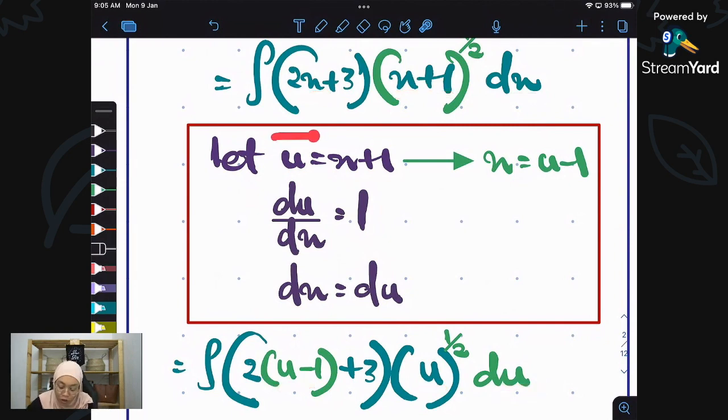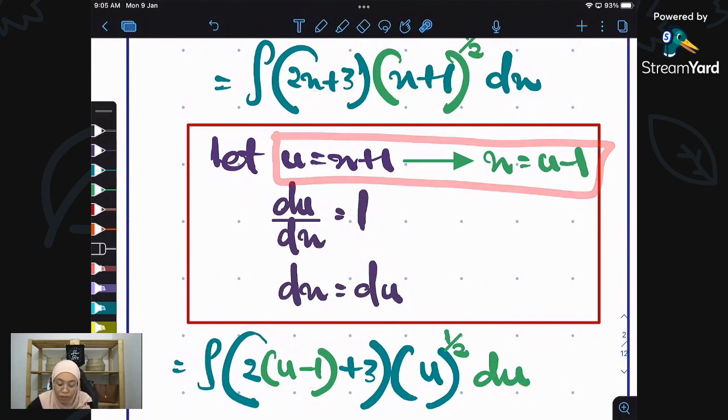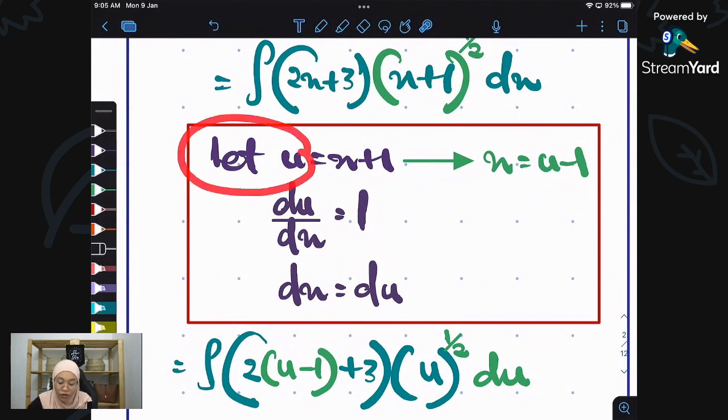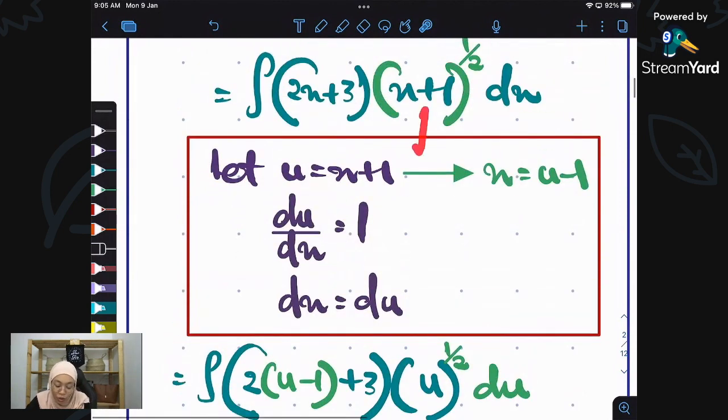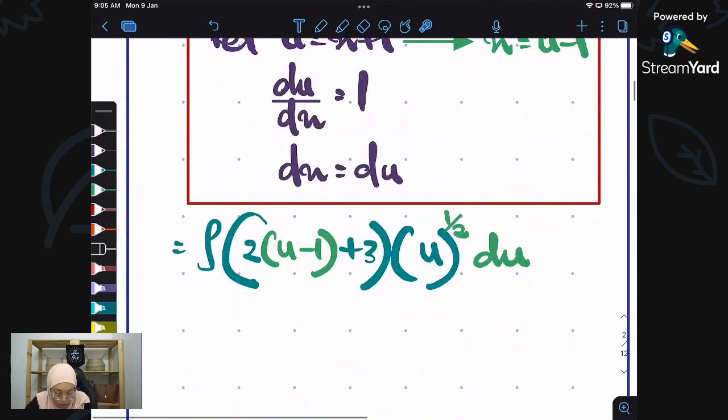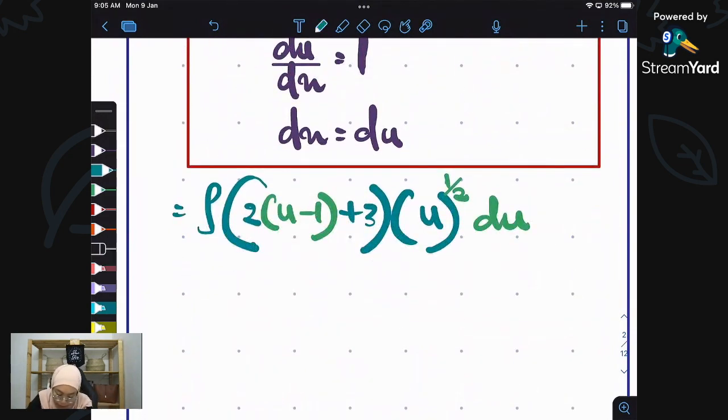But you must be very smart about where you need to let u. You must be smart on how to let u correctly. If you let u wrongly, you will also lose marks. So be sure that you know which is the correct u that you need to be using. Alright, let's continue then.